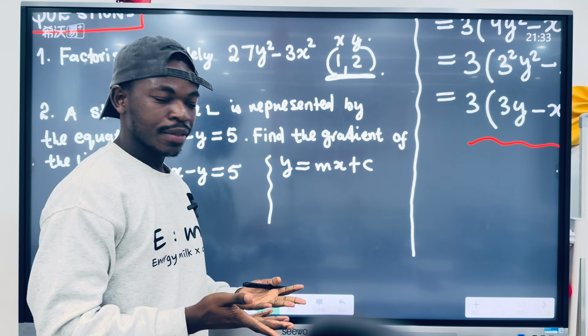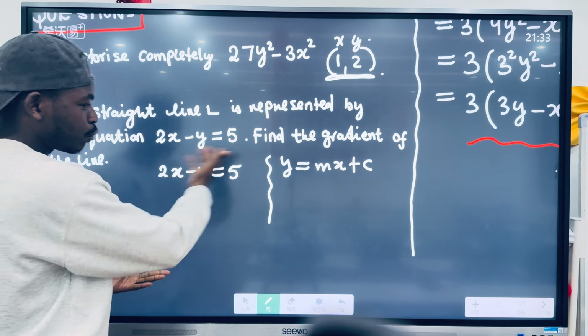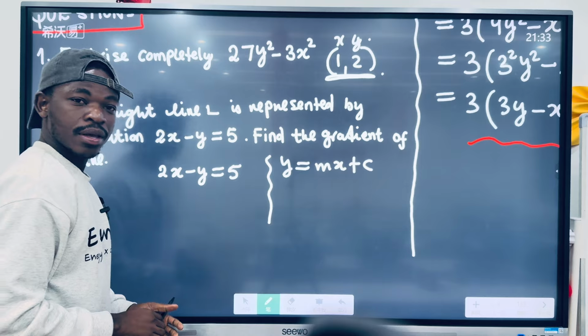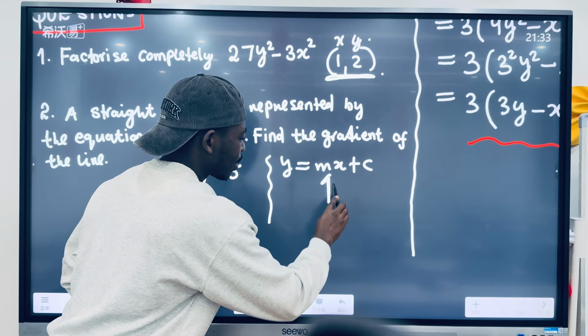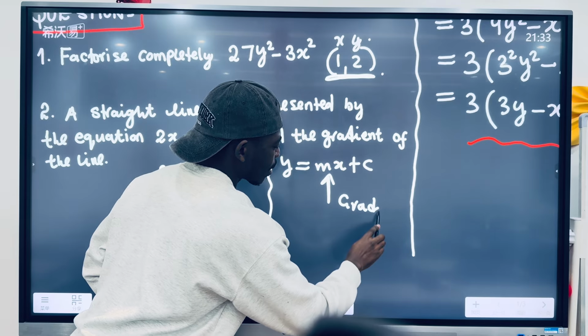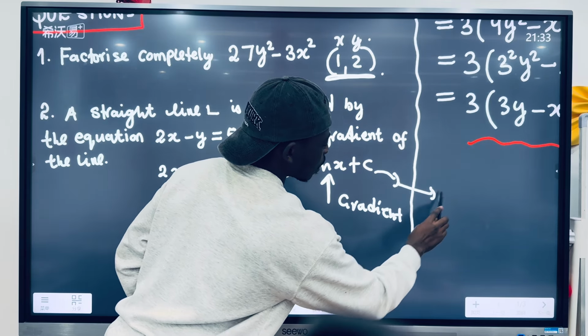That is c. Okay? So meaning, for me to find the gradient of this line, I just have to express it in this form. Because if I express it in this form, whatever will be in front of x, that will be the what? The gradient. What is this? This is the y-intercept.